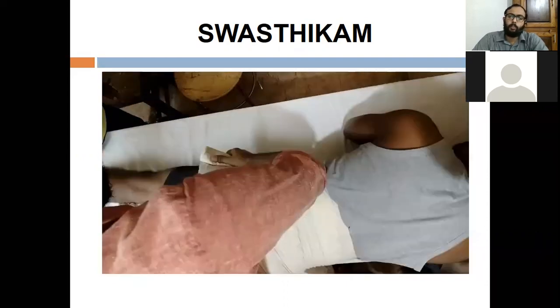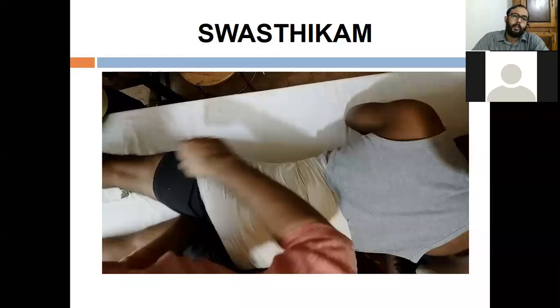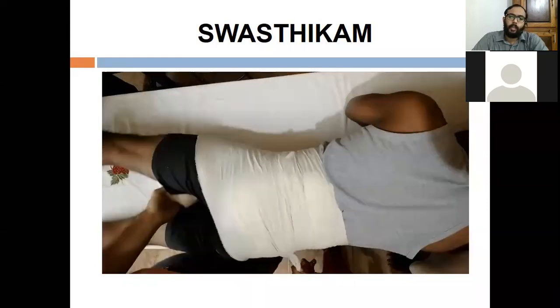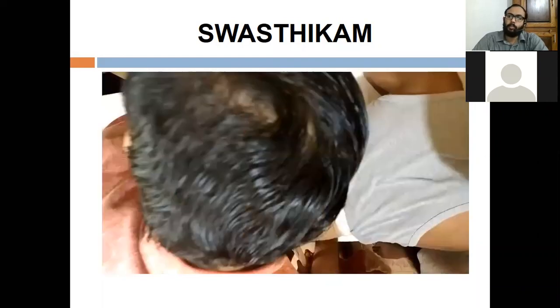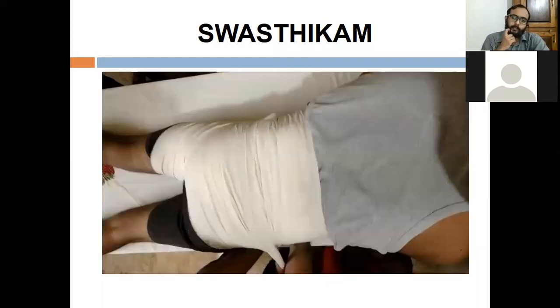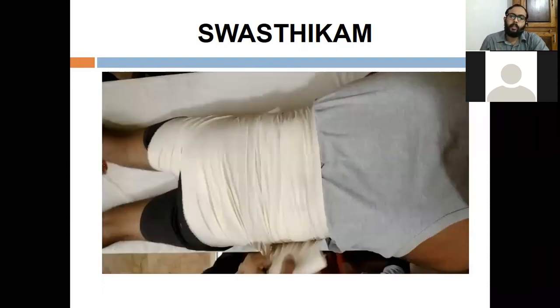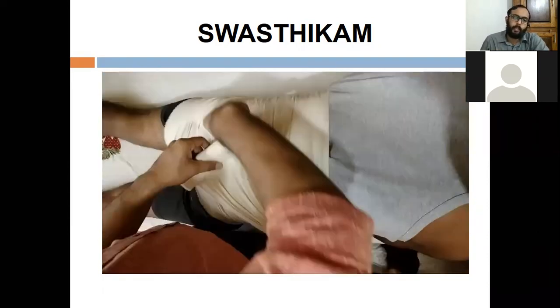This particular bandage is very effective. This can be removed after a period of 3 days to 7 days. This bandage is better than a lumbosacral corset. If it's a fracture, we can use Murivanna also over the affected part.